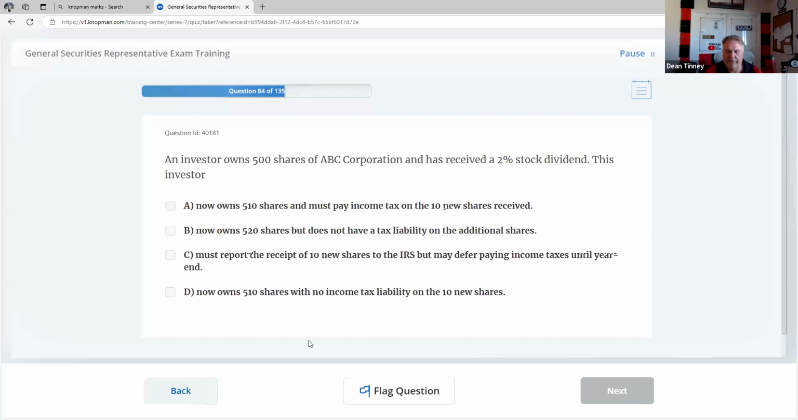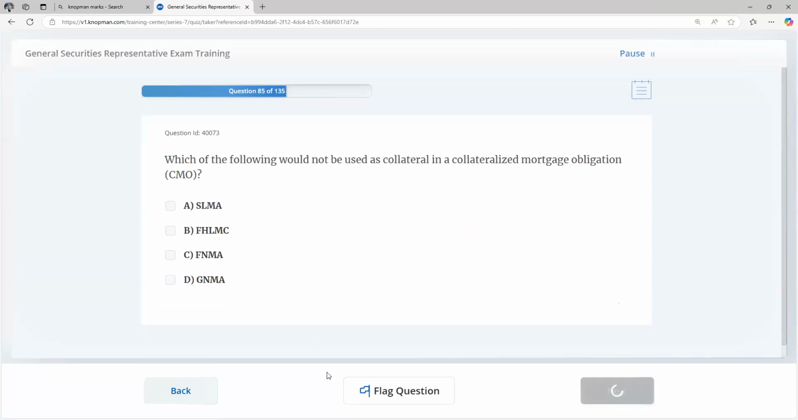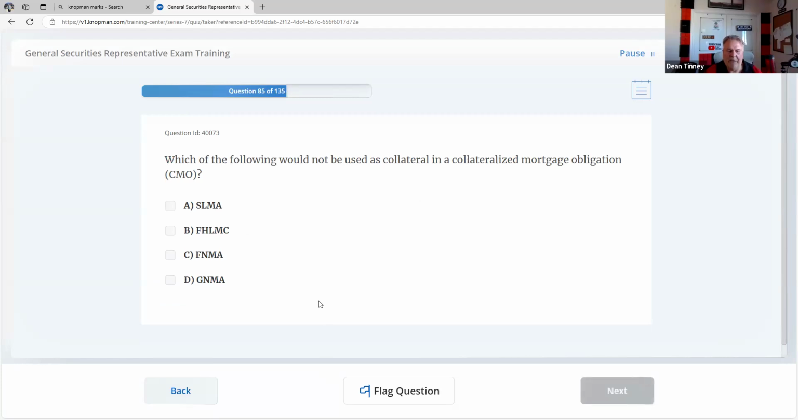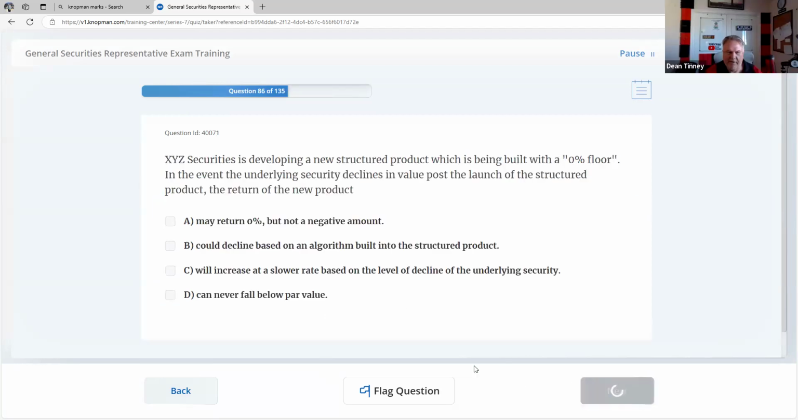All right. So, investor owns 500 shares. Where are you going to go with? D. Yep, you're correct. Which of the following would not be used as collateral in a CMO? A. Right on. Now you're getting some of your aim and shoot point and clicks.